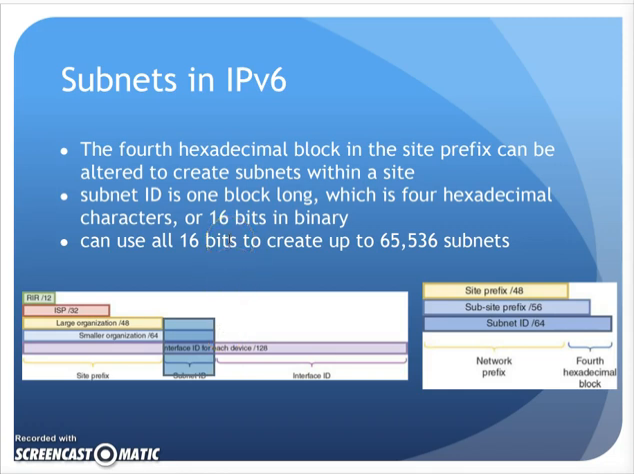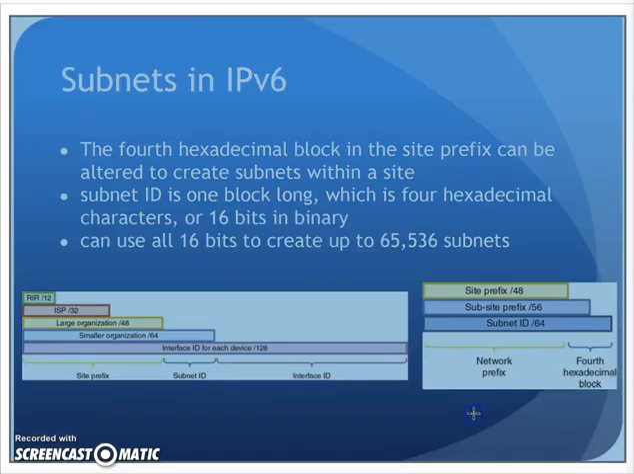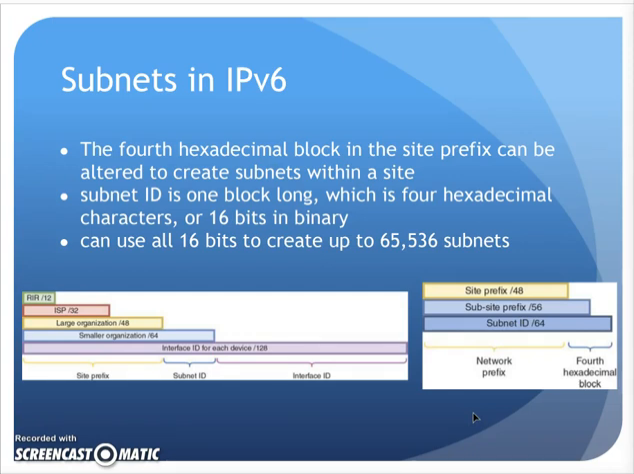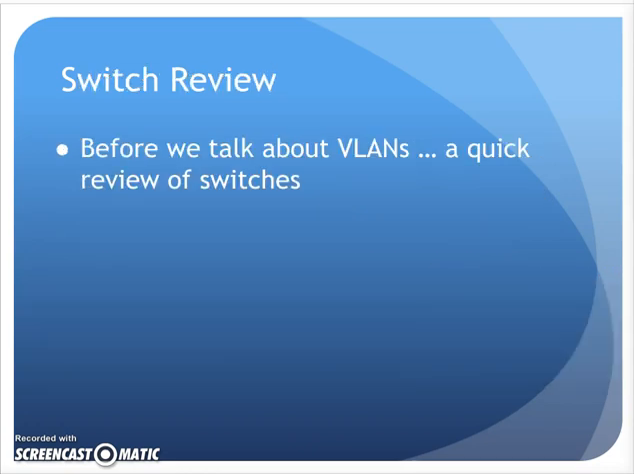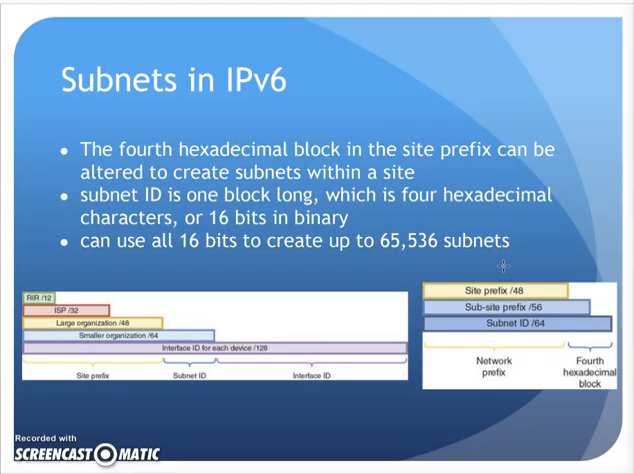So I have quite a bit of capability. I have 16 bits at my disposal to create up to 65,000 subnets for my site, and then I still have 64 bits possible for hosts or nodes on my network. Okay, so I can use that as the way to create subnets in my network, and that's what I have here with the 4th hexadecimal block of my network prefix. That is what gets used for IP version 6, that block right there.